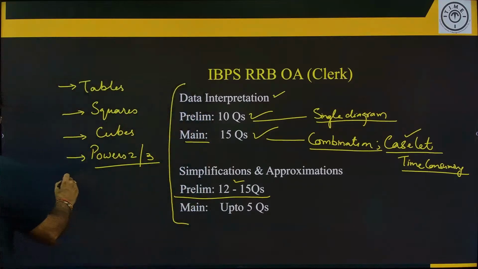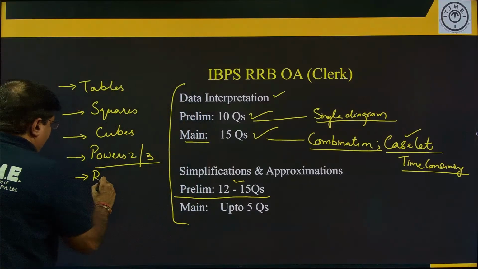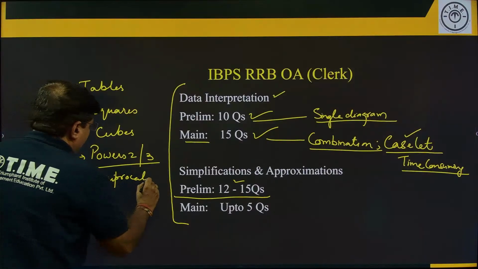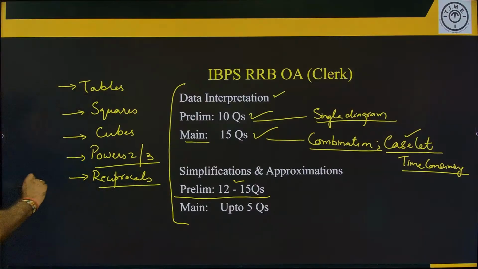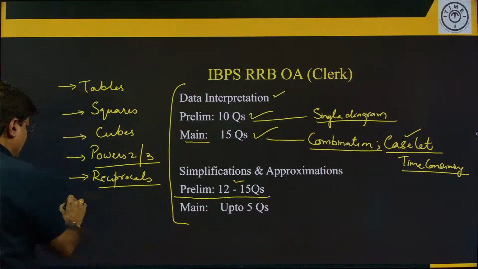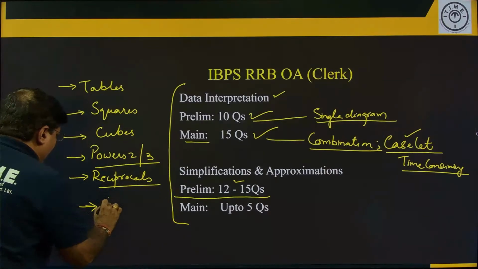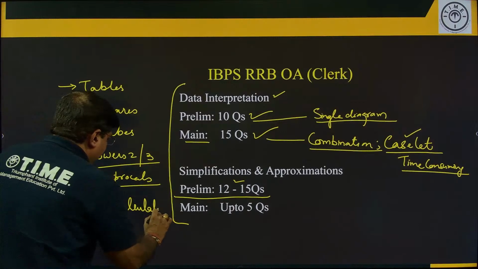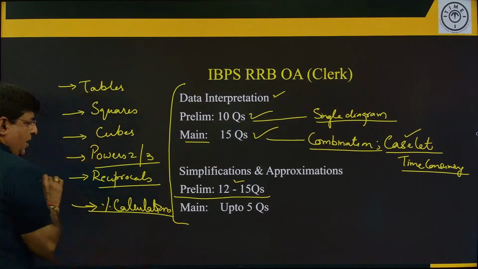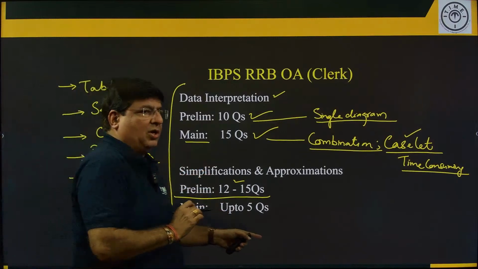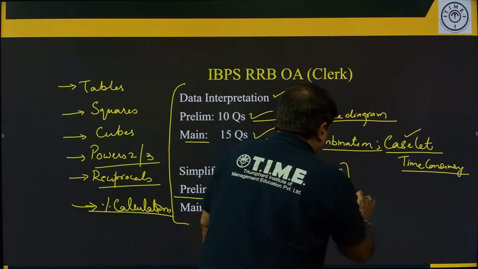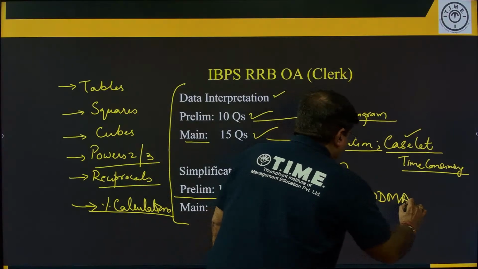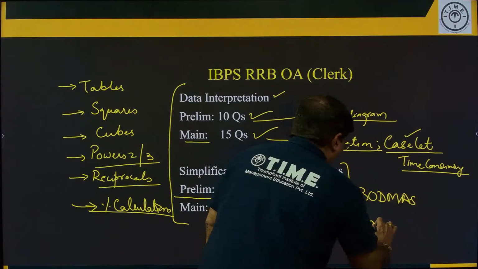Then you go to reciprocals. The most important in data interpretation and simplification is reciprocals and their values in terms of percentages. Then simple percentage calculations. For simplifications and approximations, the most important thing is BODMAS. And another one is complements of 100.